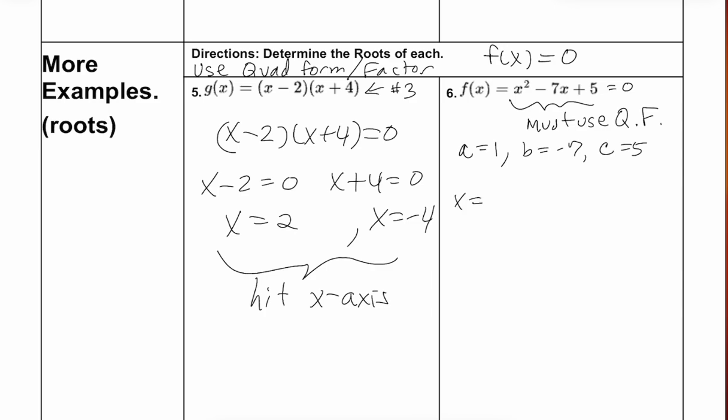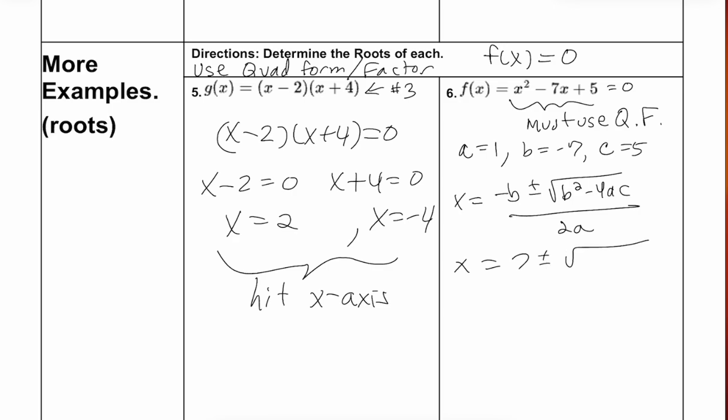Let me give you some hints on how to use it. Let me write it down. It is negative b plus or minus the square root of b squared minus 4ac all over 2a. Now our a value is going to be 1, our b value is going to be negative 7, our c value is 5. Do some of the pieces in your head. Negative b in your head, what is the opposite of b? So b is negative 7, negative b is positive 7.